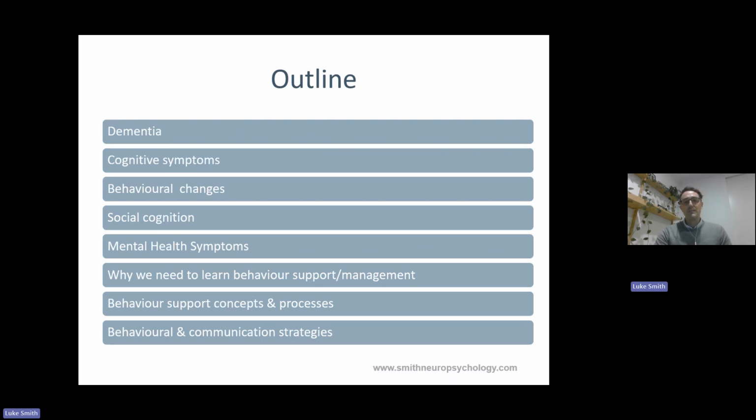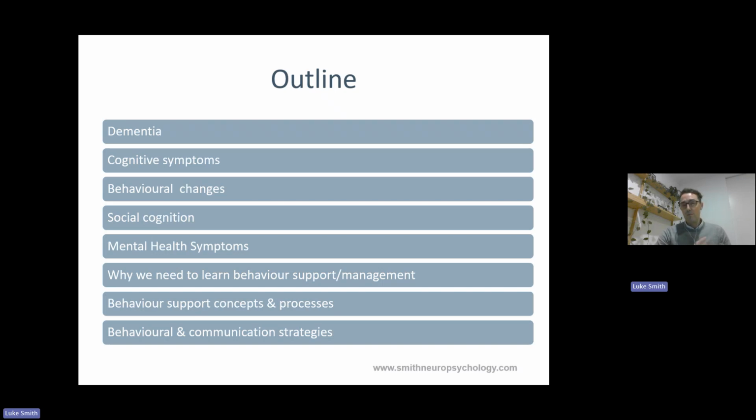It's your mental processing. We're going to talk about behaviour changes. Sometimes for some forms of dementia, it can affect our behaviour and change us in different ways. We're also going to talk about social cognition, which is an area I find particularly fascinating. These are the automatic ways that our brains socialise. I'm going to talk about the mental health symptoms that people with dementia can develop. And then toward the end of the talk, I'm going to focus on what we call behaviour support.